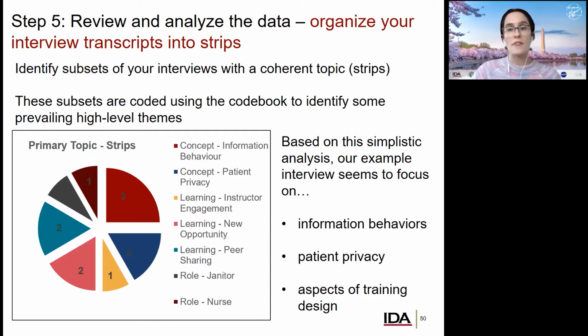So here we've graphically depicted the frequency of some codes we've identified for a subset of our interview responses. So in other words, we've gone through an initial coding of our data, and we've coded a subset of our interview transcript, and these codes are turning out to be the most frequent, the ones in this broken up pie chart. And for this simplistic initial analysis, we can conclude that our example interviews seem to focus on information behaviors, patient privacy, and aspects of how the training design promotes learning.